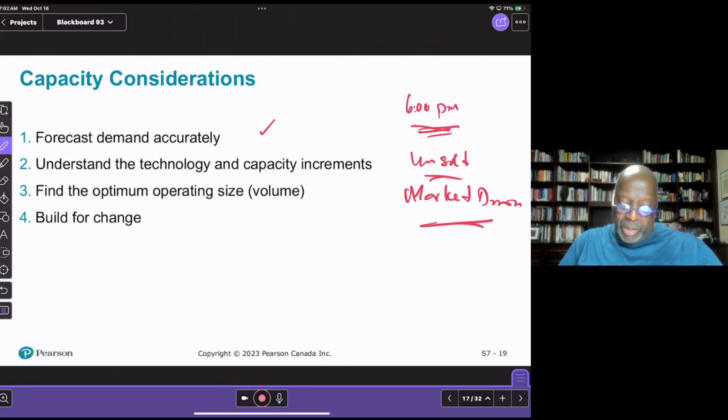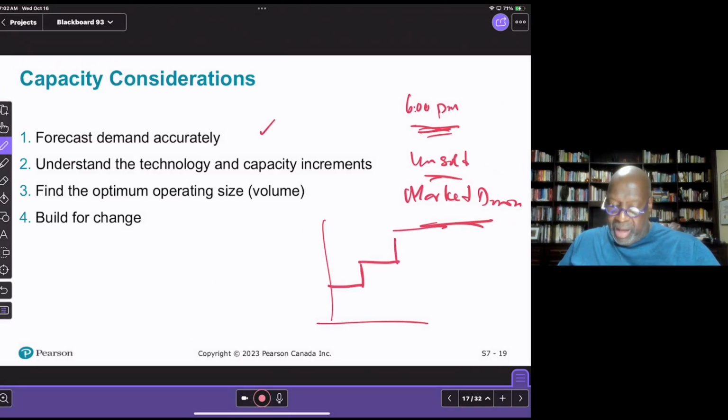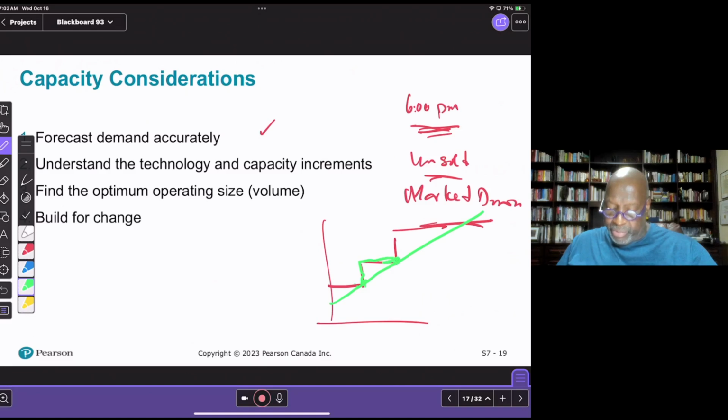So understand the technology and capacity increments. So sometimes this is our capacity level now, we may need to increase our capacity, and we need to have a sense of what our demand is because you could either increase your capacity ahead of your demand or you could actually wait. So if I did something like this, this is a case where I have increased my capacity. Then when I get to this point, I'm increasing my capacity again. Then when I get to this point, I'm increasing my capacity. So all here in these little spaces, I actually have excess capacity.